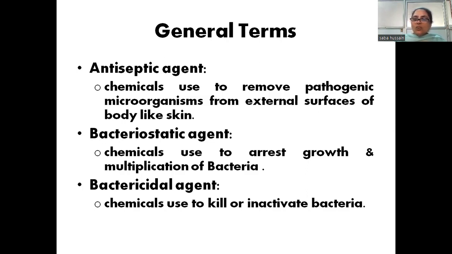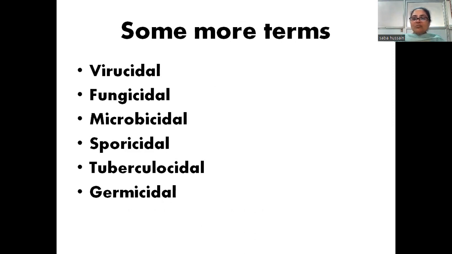bacteriostatic agent. Now, what is a bacteriostatic agent? That is a chemical used to arrest growth and multiplication of bacteria. That means it will make bacteria static. It will not grow and reproduce. Another type of chemical is bactericidal. What is that? This bactericidal agent is the chemicals which are used to kill or inactivate bacteria. It will kill the bacteria. So there's a difference between cidal and static. Static will stop reproduction and multiplication, and cidal will kill.